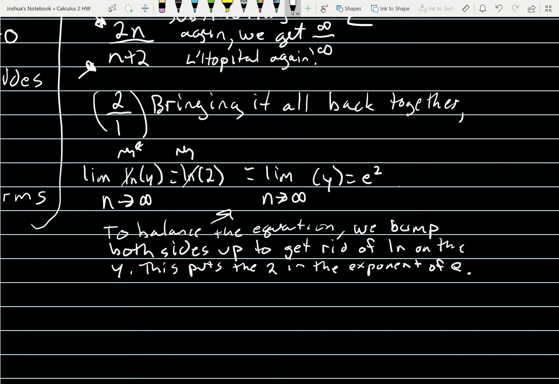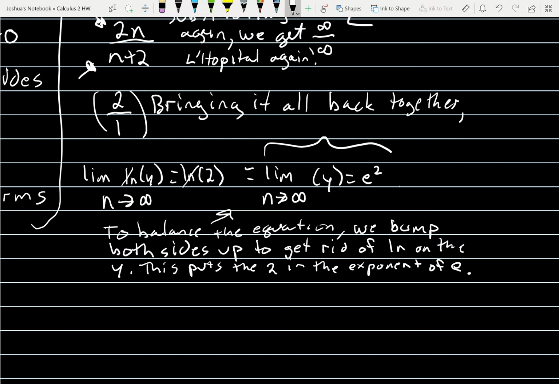When you multiply both sides or whatever to try and get rid of the natural log, I don't know what you call that, when you're trying to cancel out the natural log, this 2 ends up becoming e to the 2. If this was a 3, then it would become e to the 3. So then what we end up with is this right here: the limit of n as it approaches infinity of y equals e squared. And that's basically how you do that.